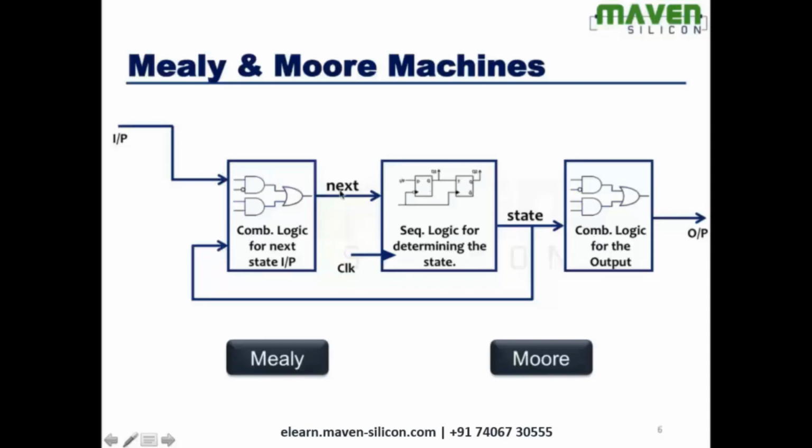Now, let's look at the difference between Mealy and Moore. In case of Moore, the output depends on only the current state. Look at this combinational logic. It always samples the current state, and based on the state, it produces the output. But in case of Mealy, this is the major difference. The output depends on both input and current state.